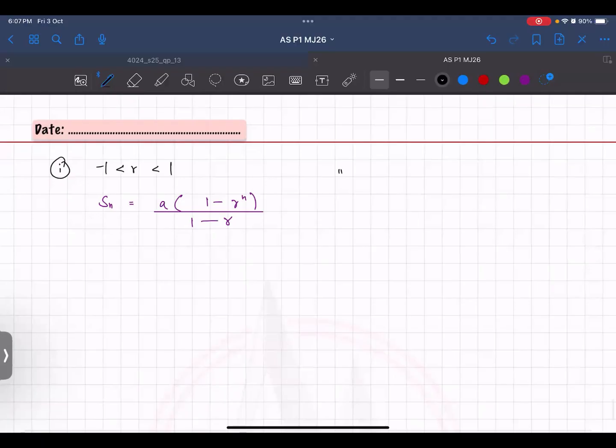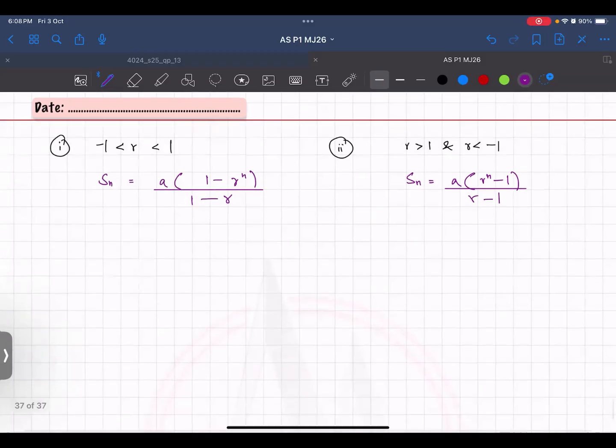And if your r value is more than 1 or less than -1, then the sum formula is a(r^n - 1) upon r - 1. Look at the difference. It's just the placement of r that is different. Otherwise, it's the same formula. On the left one, 1 comes before r power n. On the right one, r power n is before -1. This is for the sum of the first n number of terms.